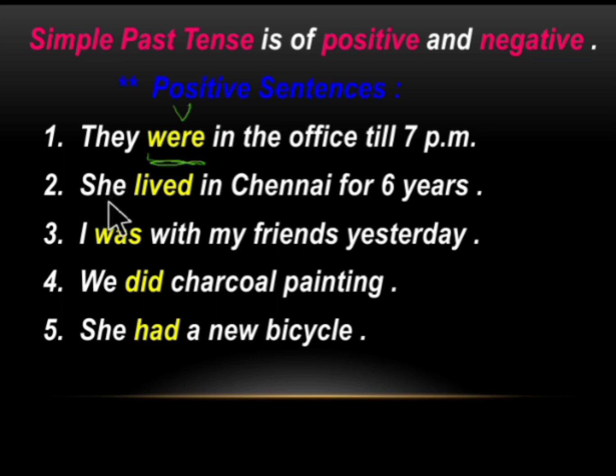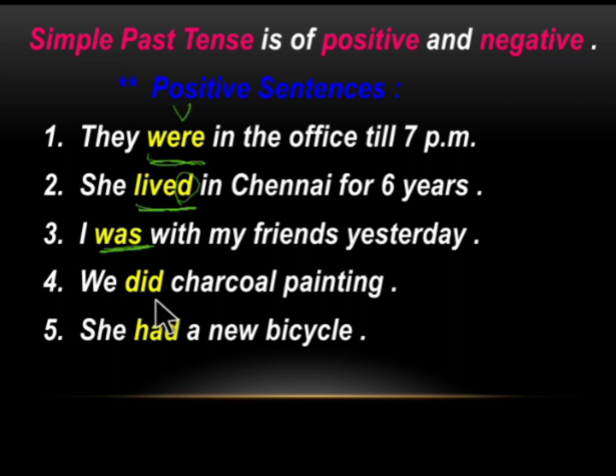The next one is: She lived in Chennai for 6 years. Here lived is the verb and this shows the past form. You can see d used over here. So it is the past tense. The next sentence: I was with my friends yesterday. Here was is the verb. It is an auxiliary verb and it denotes the state of being.